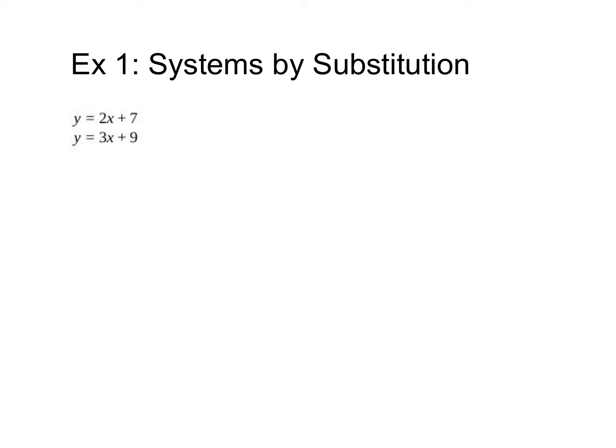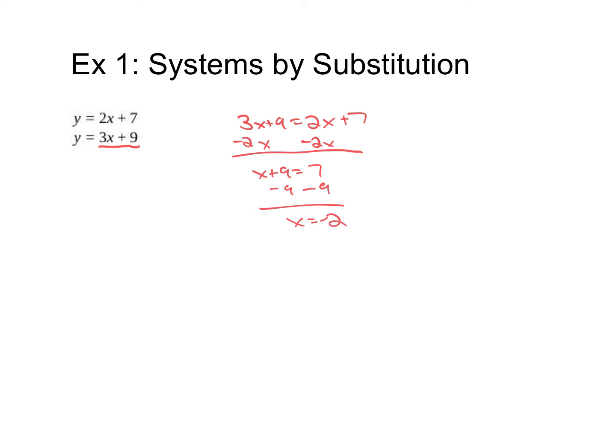All right, taking a look at example 1, it appears that both of these have y equals. So we just need to pick one of these and substitute it in. If we take that 3x plus 9, we will put it into that first equation. So that 3x plus 9 now equals 2x plus 7. And this is going to set us up to solve. If we subtract 2x, we now have x plus 9 equals 7. If we subtract 9, x equals negative 2. So that should be the first part of our answer.